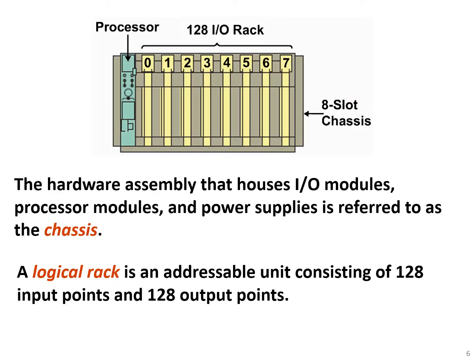The hardware assembly that houses I/O modules, process modules, and the power supplies is referred to as the chassis. So here is basically the chassis, and we have the CPU and we have I/O racks. A logical rack is an addressable unit consisting of 128 input points and 128 output points.